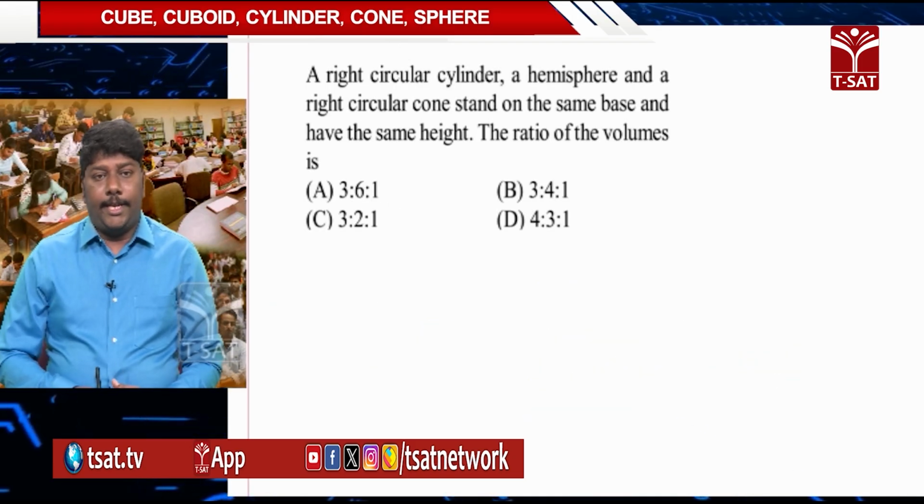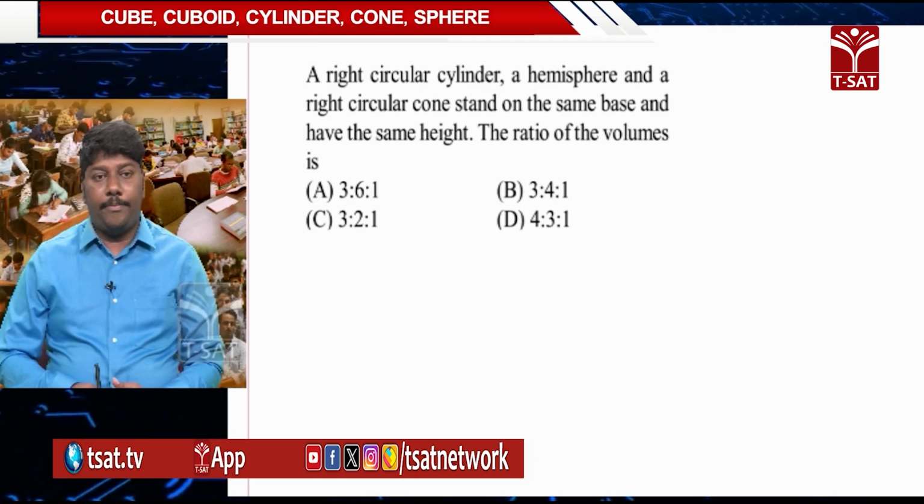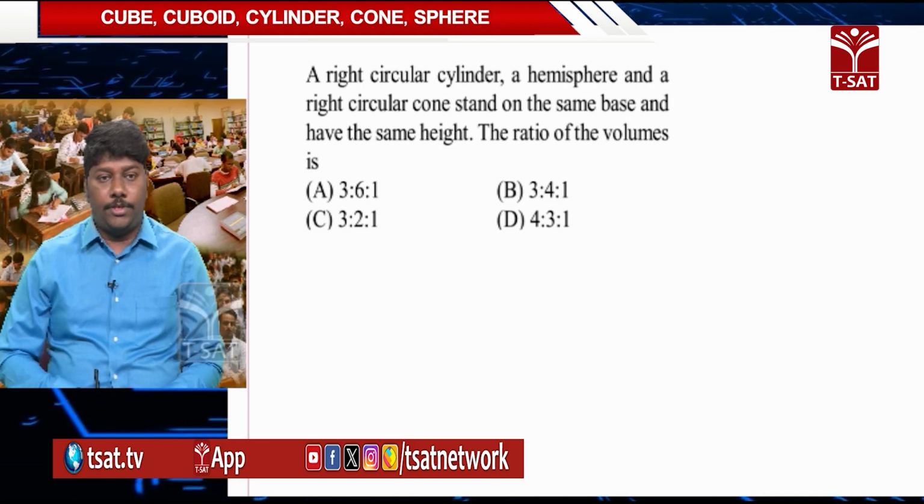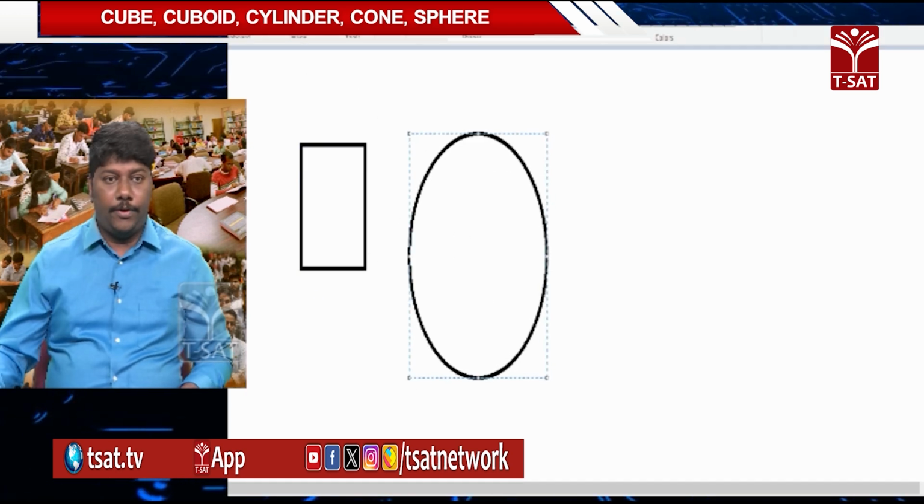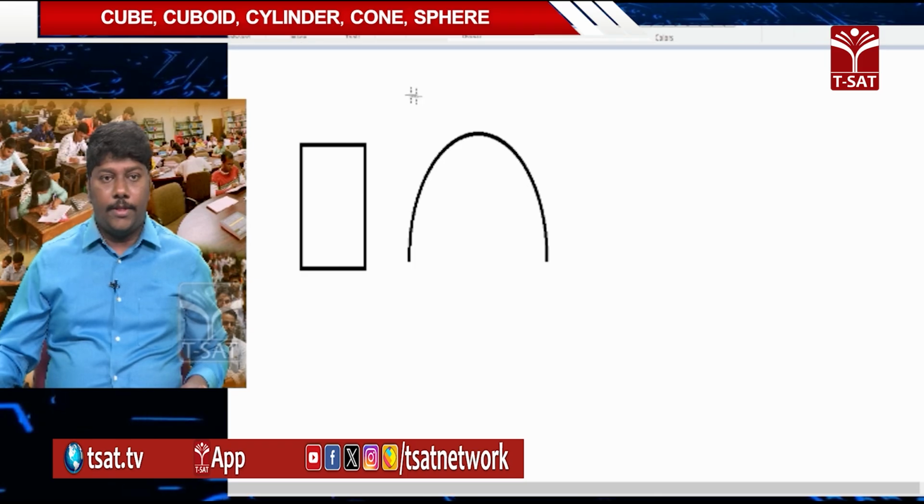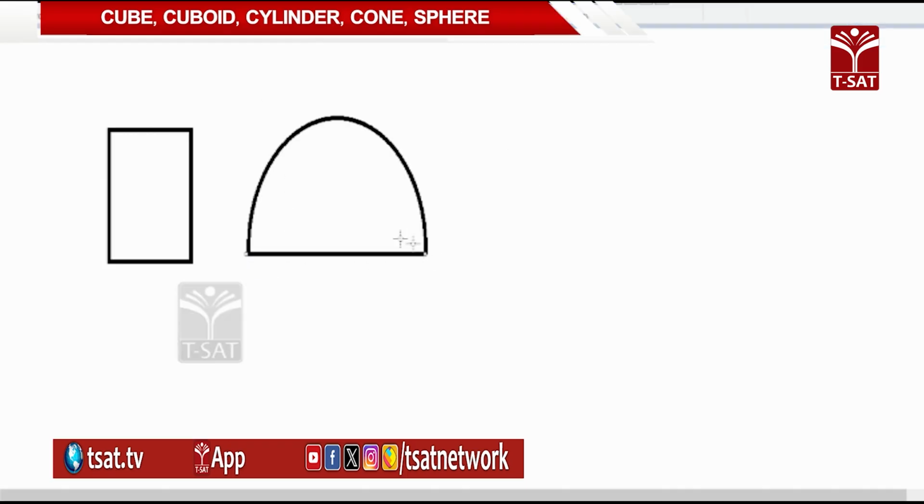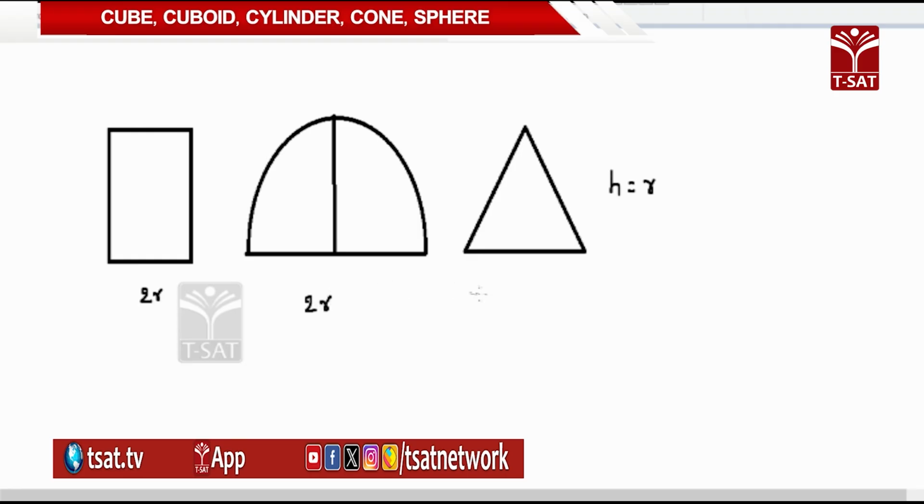Look at the next one. A right circular cylinder, a hemisphere and a right circular cone stand on the same base and have the same height. The ratio of volumes is, first of all, right circular cylinder, the hemisphere and the right circular cone, because we only take half of the sphere. Then after that you take a cone. The front view of the cone looks like a triangle. So here we can say height is equal to radius only, because the radii are the same anyway. All of them have the same height and same radius. Base radius, if you take it, is 2r, this is also 2r, this is also 2r. Now height for both of them is equal to r.